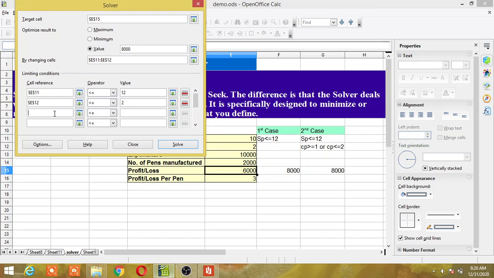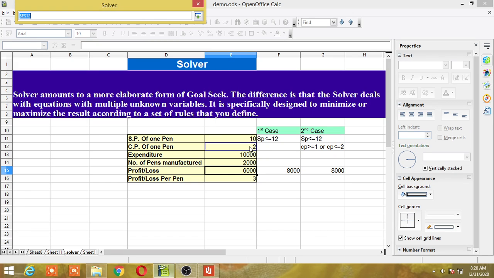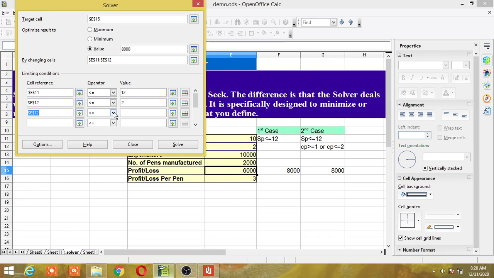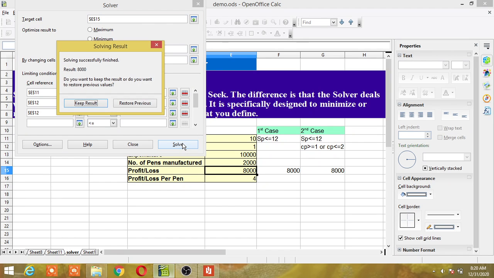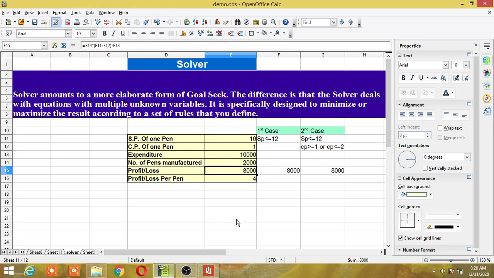One more condition I'm going to give: select the same cell and then use a greater than or equal to operator here. It should be greater than or equal to 1. That means at least 1 rupee I require to manufacture that, and I can click on Solve. So here I've given 3 conditions and you can click on Solve. This will give you the result as 8,000. You can keep the result if you want, and now you can see I have achieved a profit of 8,000 here by just reducing the cost price of my pen by 1. Earlier it was 2 rupees, so I have reduced the cost price of the pen by 1 rupee.